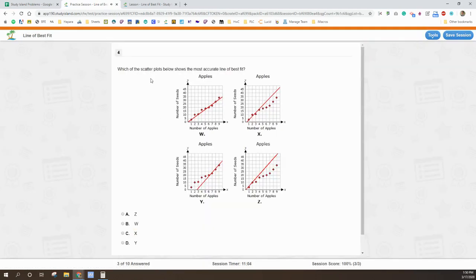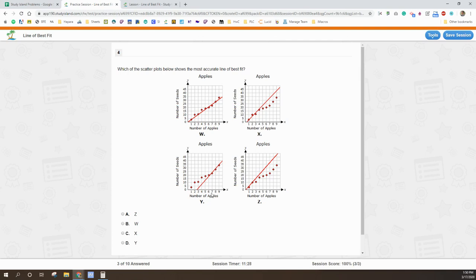Which of the scatter plots below shows the most accurate line of best fit? Same type of problem. Take a look at it. W, this line goes through the data points pretty well. Whereas X, you see that as the line goes up farther, we have more and more data points on this side of the line. They're not evenly spread out. We only have one data point on the other side. That data point's exactly on the line, so that's not a good line of best fit.